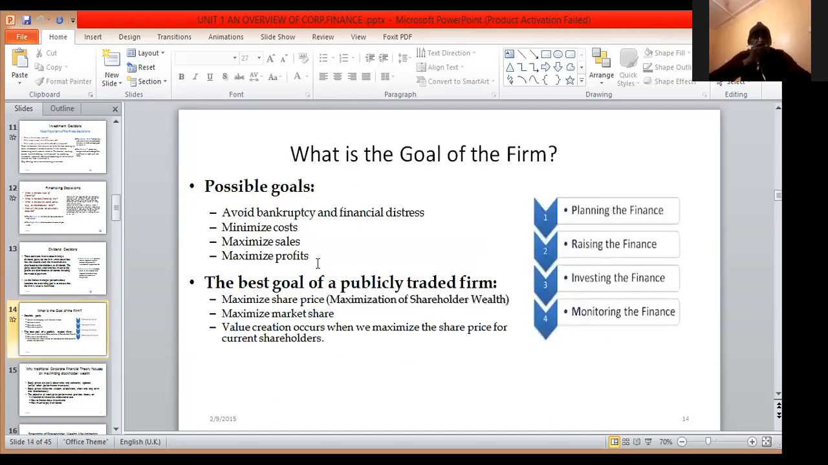So that's what it is all about: the 5 functions of financial management and the 3 decisions in financial management. I'll pause a bit to give you time if there's any comment or any question before we look at the goal of the firm. Why do firms begin business? Any comment or any question?